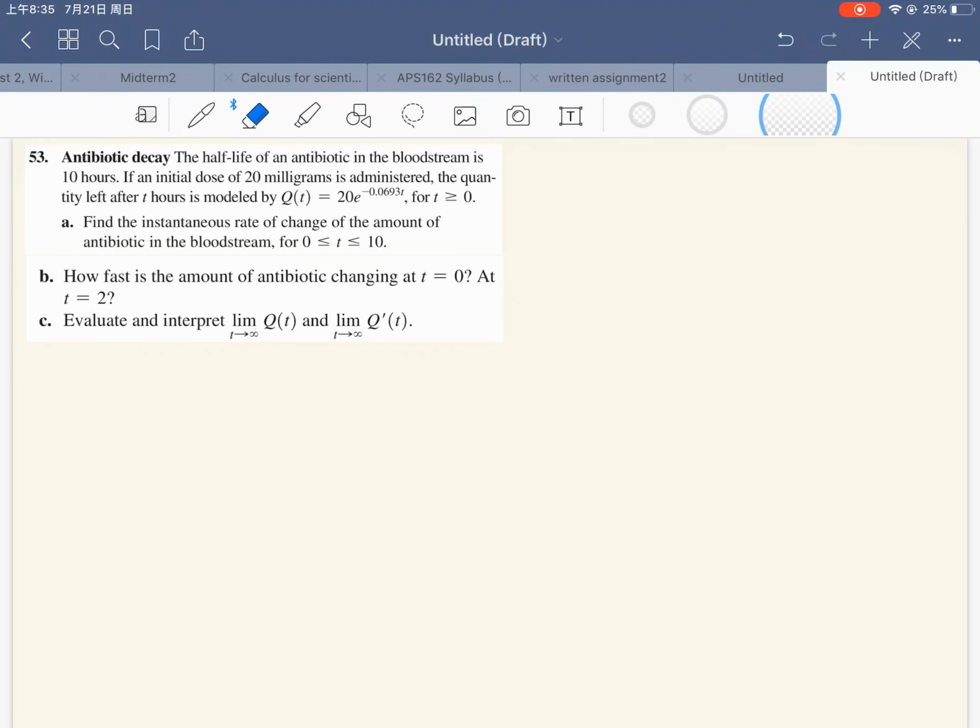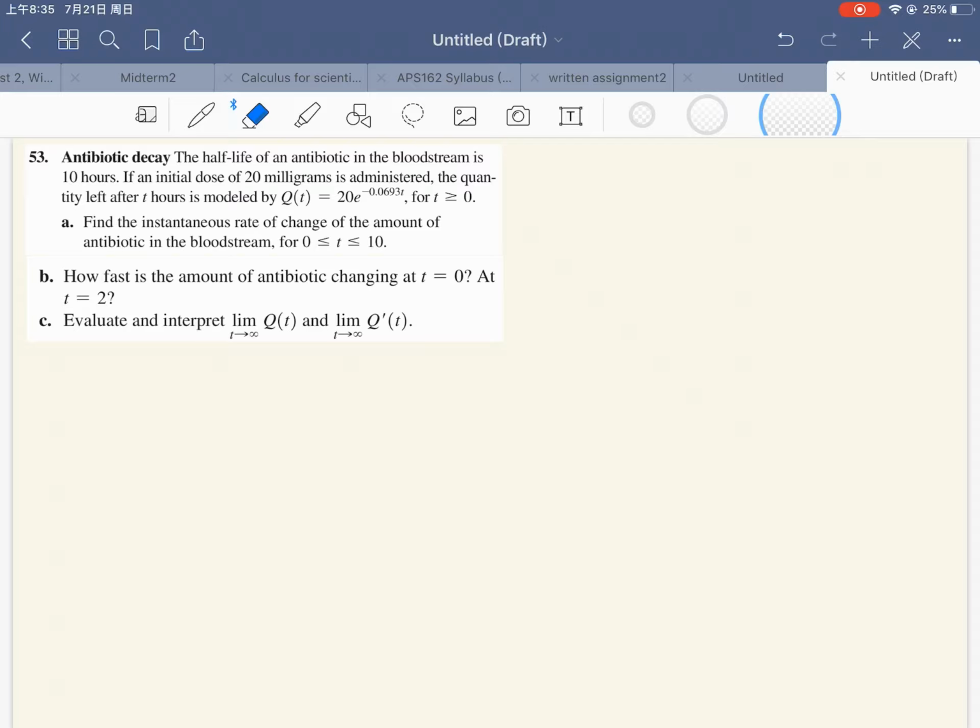Today, from section 3.3, we are going to talk about an example related to derivatives. The relationship between the quantity of antibiotic left and time is modeled by the function Q of t. Now let's dig in. Part A is asking for the instantaneous rate of change.